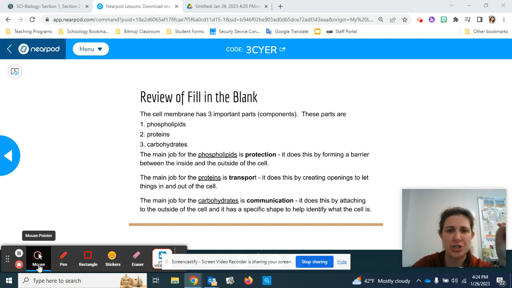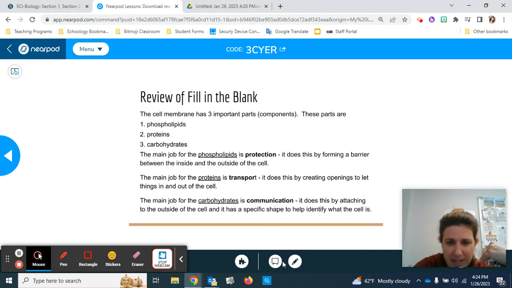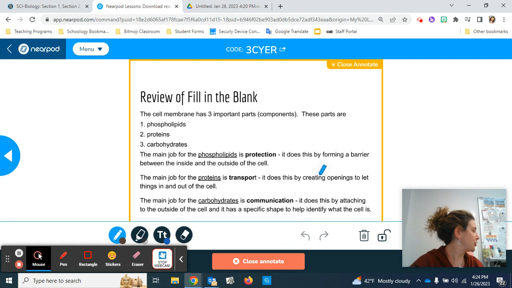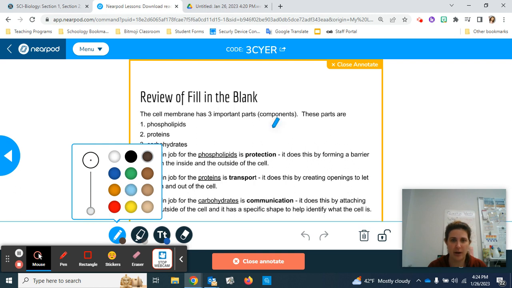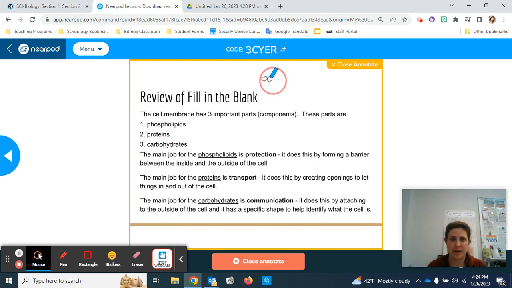So this is the same thing that I just talked about in the last video, the 3 parts of the cell membrane. So when you draw it, can I draw on this one? Yes, I can draw here. So when you draw it, you're able to see what those 3 parts are. So the phospholipid makes up most of the cell membrane. So it forms that barrier, right?